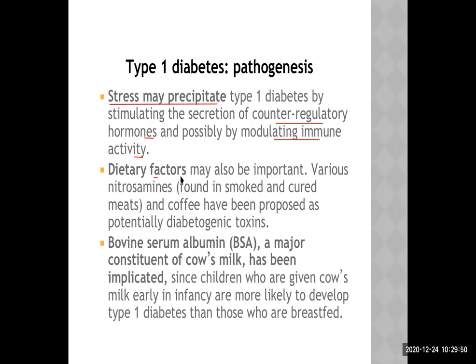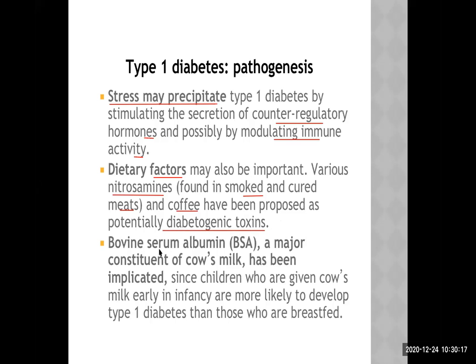Dietary factors may also be important in this regard. Various nitrosamines, which are found in smoked and cured meat, and we call them processed meat, and even coffee have been proposed as a potentially diabetogenic toxin. This is a hypothesized thing, okay, but we should be serious regarding them.